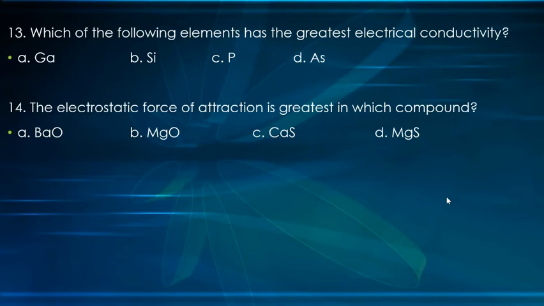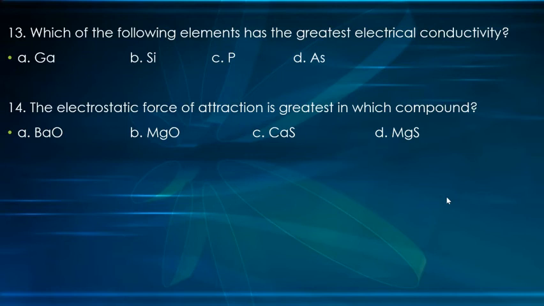Electrostatic forces of attraction are greatest in which of the following? Ooh, I like this one. So electrostatic forces, that's Coulomb's law. So what's Coulomb's law? F equals K Q1 Q2 over D squared. So let's check the charges. Plus 2 minus 2, plus 2 minus 2, plus 2 minus 2, plus 2 minus 2. So the charges are not what we're looking for. So we're going to focus on the distance.